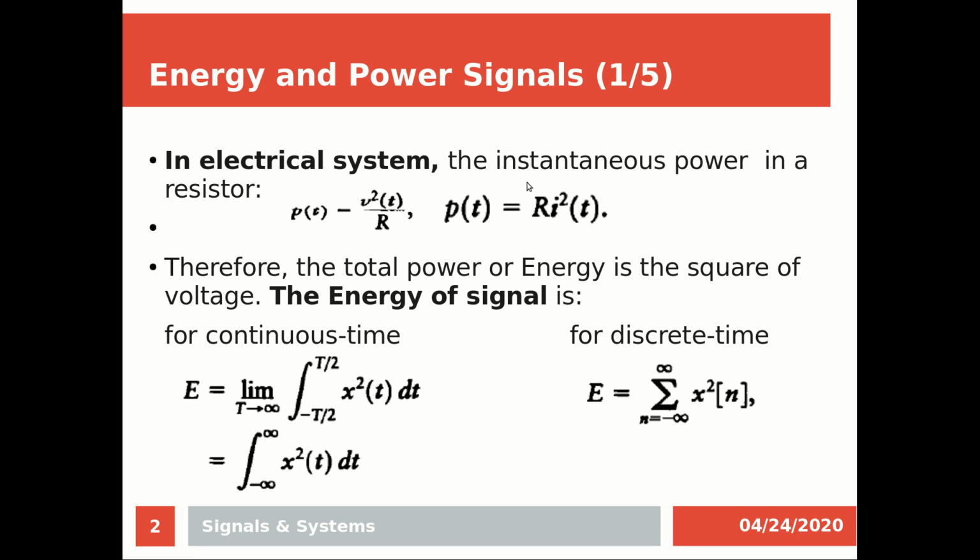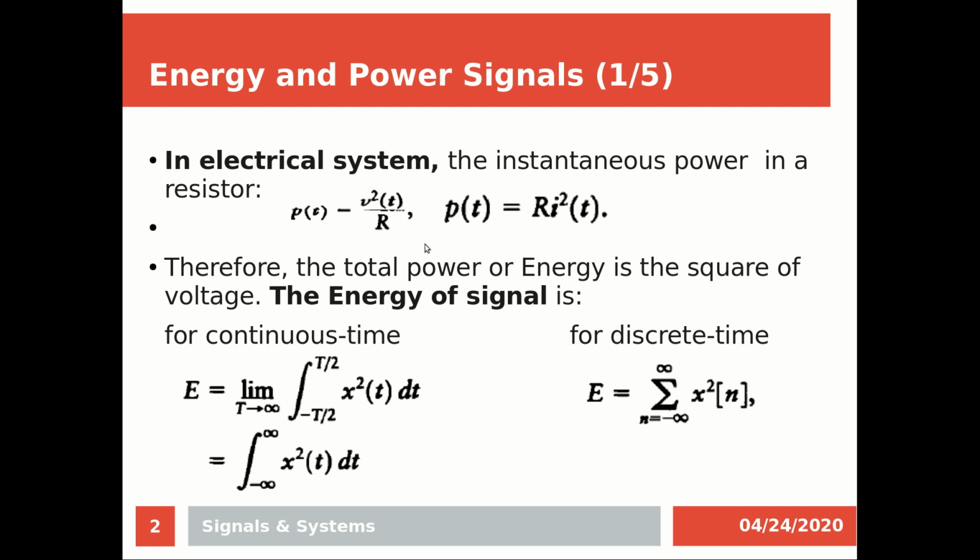or it is the resistor multiplied by the square of the current, the current that's coming across this resistor. So this is the concept of the instantaneous power coming from any electrical system.